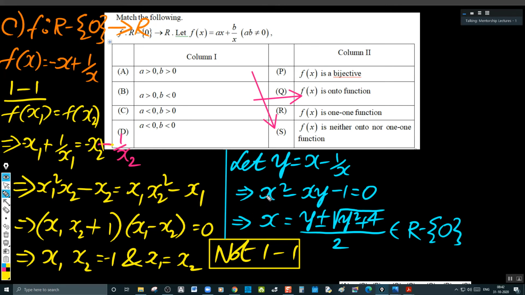And about onto also, you will have the same working. Minus x plus 1 by x is the only change, and thereby you will get x square plus xy minus 1 equal to 0. You will get minus y here. Even then, it becomes onto. So C also, I think, is onto, not one-one.